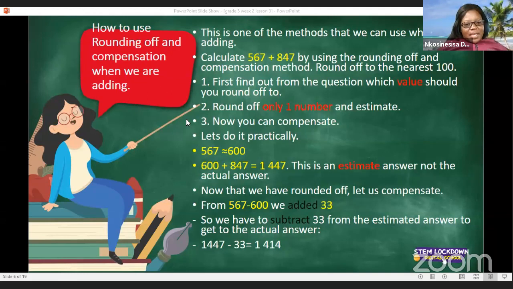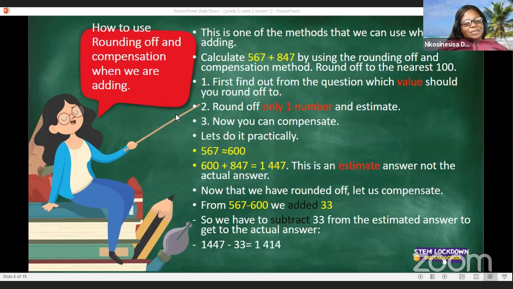So you go back to the number that you rounded off. You see what happened? We had 567, and then we rounded off to get 600. Can you see that? Now, our original number has increased. It increased by how much for us to get a rounded off answer? We added 33, or it increased by 33. So now that is where compensation comes in.